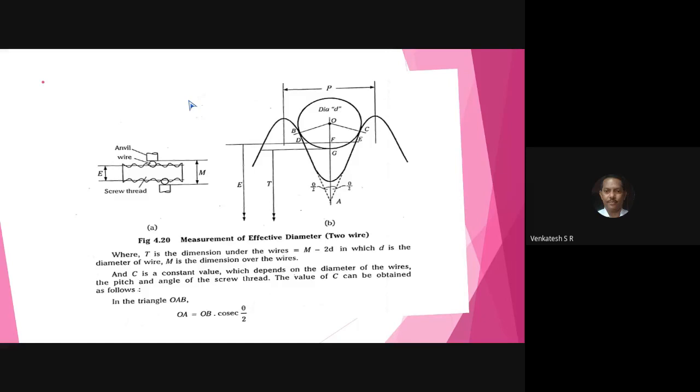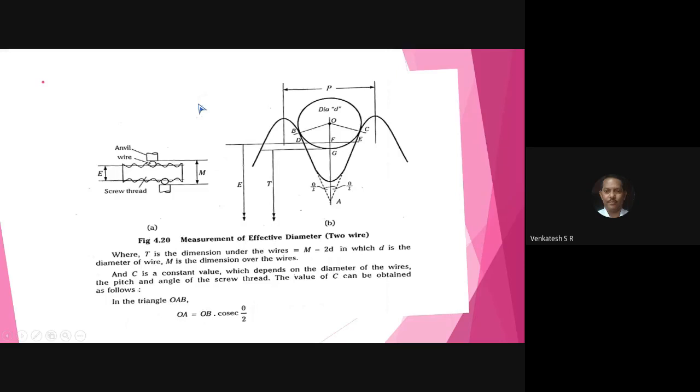You have this experiment in the metrology lab. You have to select 2-wire or 3-wire. Wire means it is the shaft which is fixed to the anvil. So all of you observe here. This is the screw thread, and this is the wire, and this is the anvil.